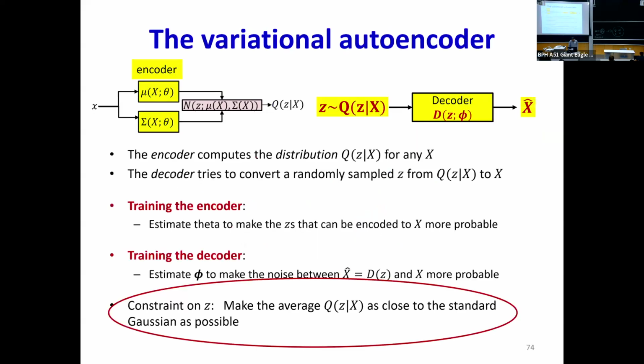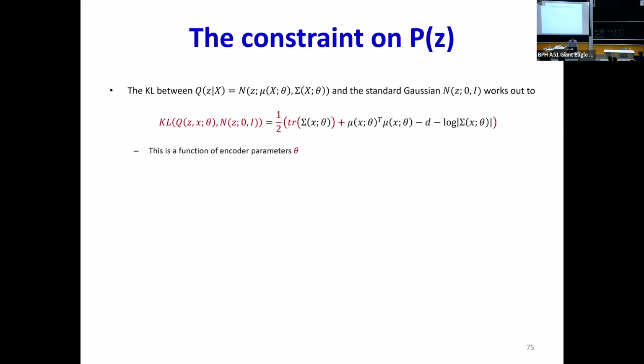Nothing complex, right? And the last one is the constraint on z. We want the average of z given x to be as close to a standard Gaussian as possible. What does that mean? The KL between q of z given x, which we said was a Gaussian with mean mu and variance sigma, and a standard Gaussian has a nice closed form formula also.